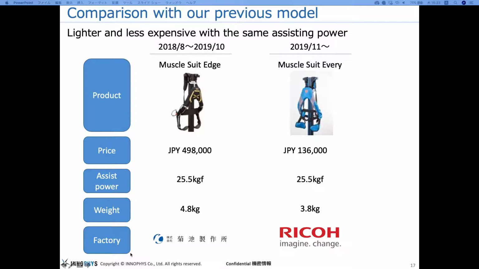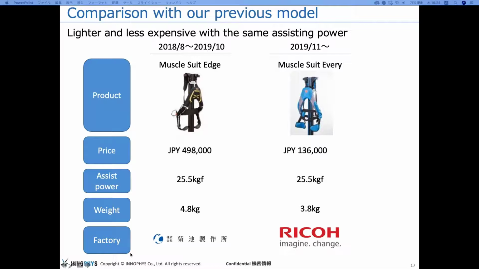And also, we are a fabless company. The factory means the company who makes our product. So in the previous model, we asked Kikuchi Seisakusho to manufacture the product. And in the current one, we asked Ricoh, the copy machine company, to manufacture our product. So basically the cost is one third, the performance is the same, and it became lighter.